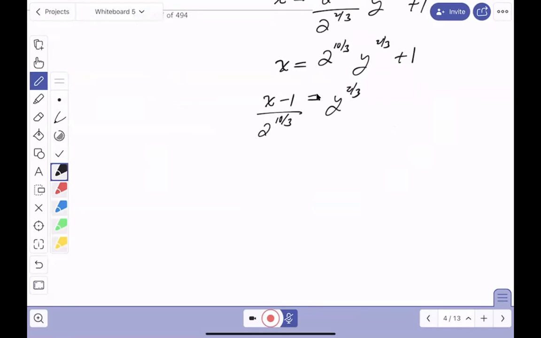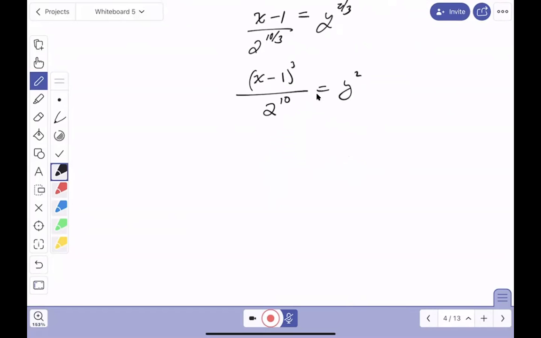So what are you going to get over here? I'm going to cube both sides. What are you going to get? X minus 1 to the 3rd power. And then you would get 2 to the 10th power. Again, I'm cubing both sides. What do you get? Y squared. This one I get trouble, but I have to think about it.